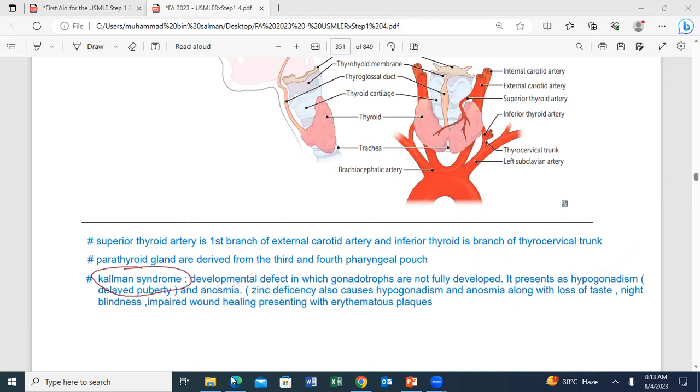And I found another situation also in which there was hypogonadism along with anosmia, and that was zinc deficiency. Zinc deficiency also has hypogonadism with anosmia, but there are other symptoms also in zinc deficiency, such as loss of taste, night blindness, impaired wound healing, and erythematous plaques. This was all about the embryology of endocrine system.